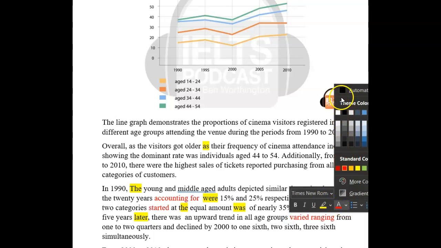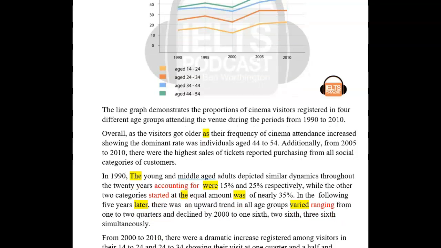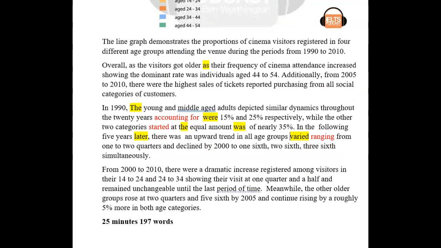I'm not quite sure why this is happening, but maybe because I've told it to you now, you'll watch out for this. In all age groups, ranging from 1 to 2 quarters in a climb by 1/6, 2/6, and 3/6 simultaneously. Well done. Good work on the maths. I think that's very, very hard work. Well done.